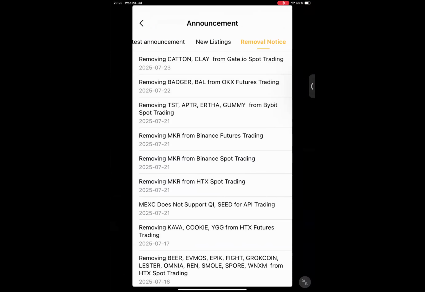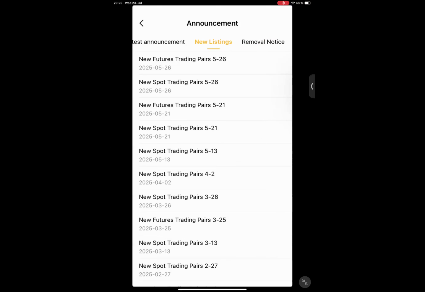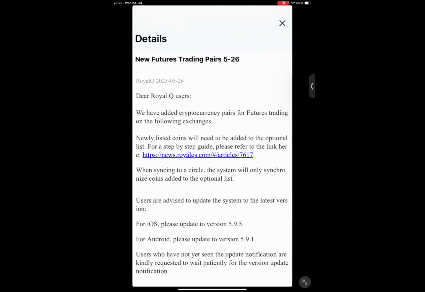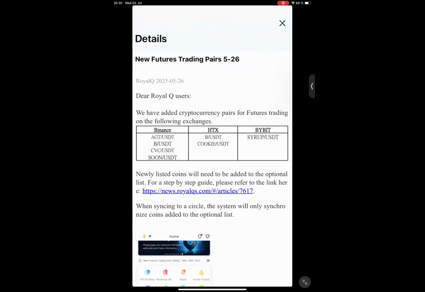When that happens, we get a notification on the RoyalQ robot so that, in case you are trading such a coin, you would need to do the needful by either selling it off to buy a different asset or transferring it to another exchange where the asset is available to trade. The new listings: anytime new trading pairs are being added, we are alerted. So you have to add them manually.